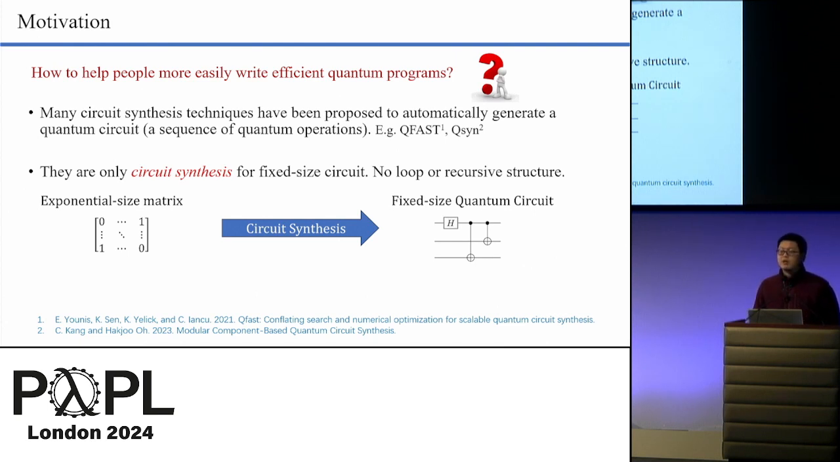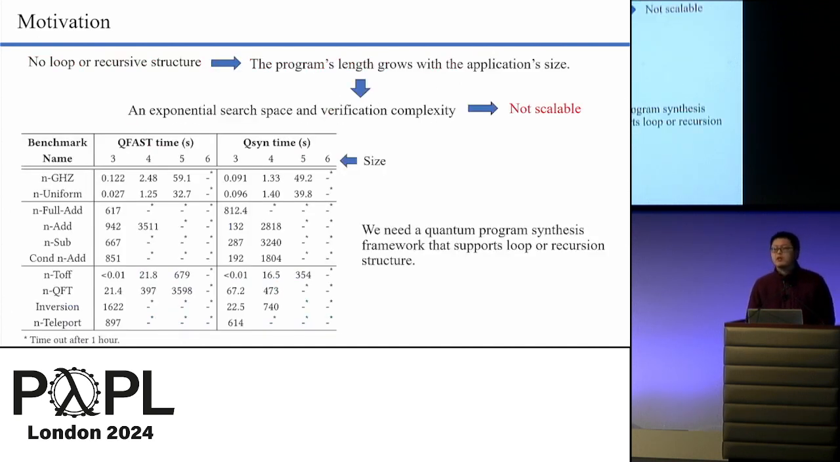Another problem is that they are only fixed-size circuit synthesizers. They usually require the programmers to give the specification as a fixed-size matrix or an exponential-size set of input-output vector pairs. And then they can only generate fixed-size quantum circuits. Because there is no loop or recursive structure in their synthesized programs, their program lengths will grow with the application size.